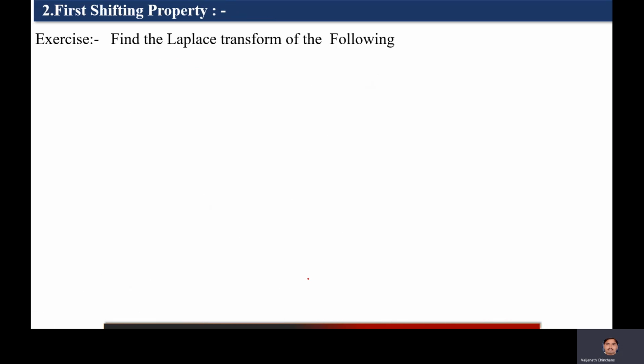So this completes the examples of the first shifting theorem. Now there is some exercise for you, student. Find the Laplace transform of the following. First, t cube e raised to minus 3t, answer is this one. Then t plus 2 whole square e raised to t. The third one is 2t sin 4t, answer is this one. Then cos 2t sin t, and the last answer is this one.